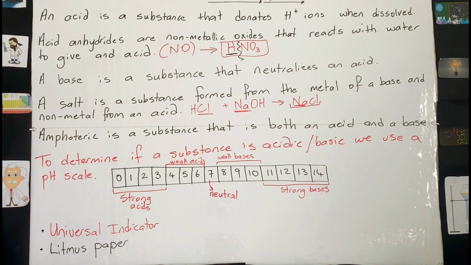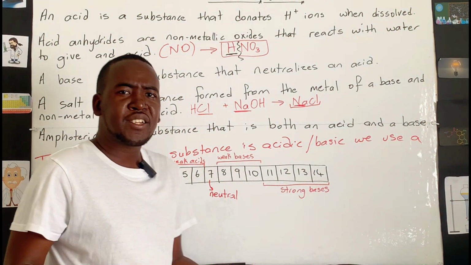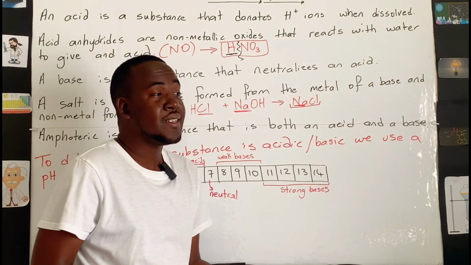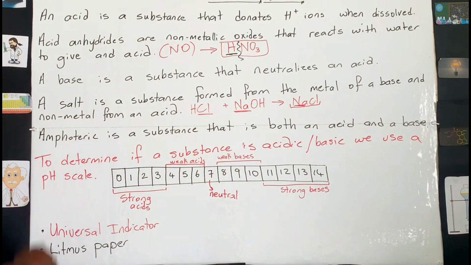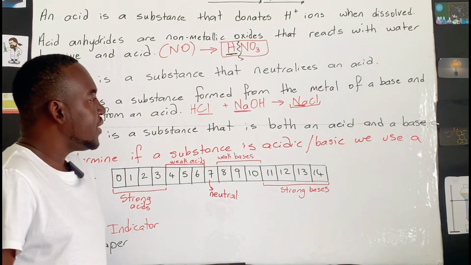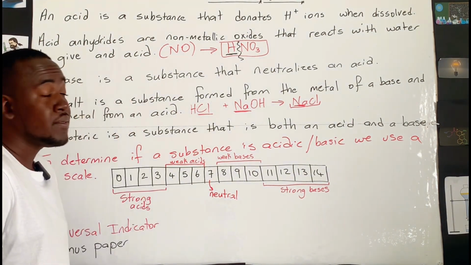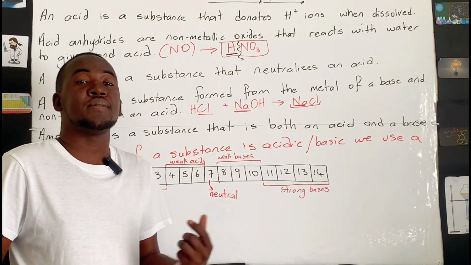Now, we have some substances that can exist as both an acid and a base. These substances are called amphoteric substances, which means they can behave as an acid and they can also behave as a base.